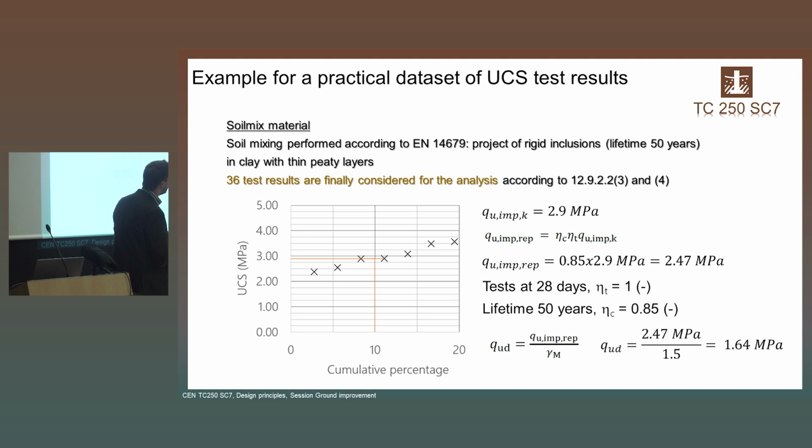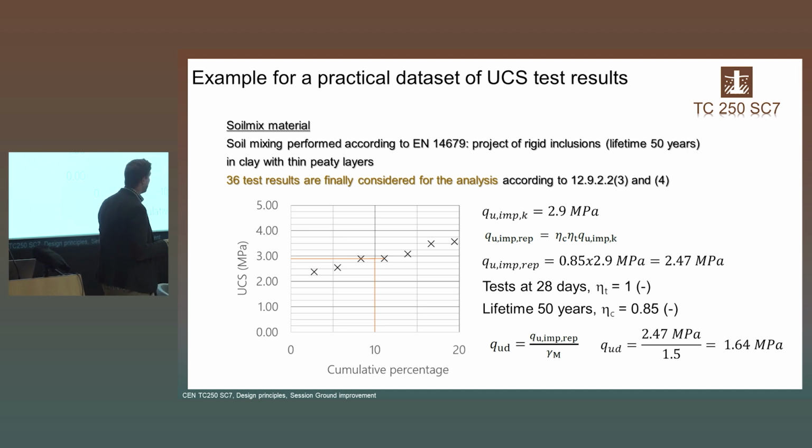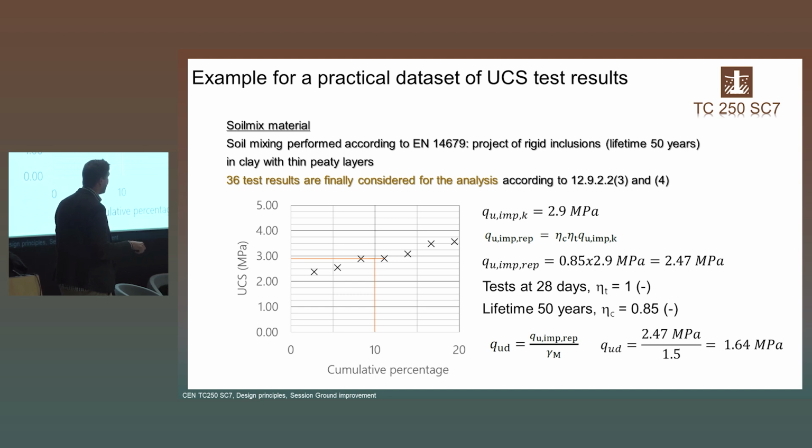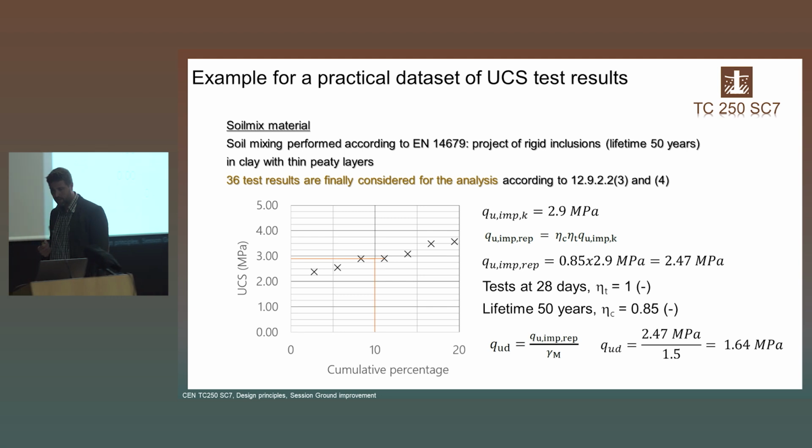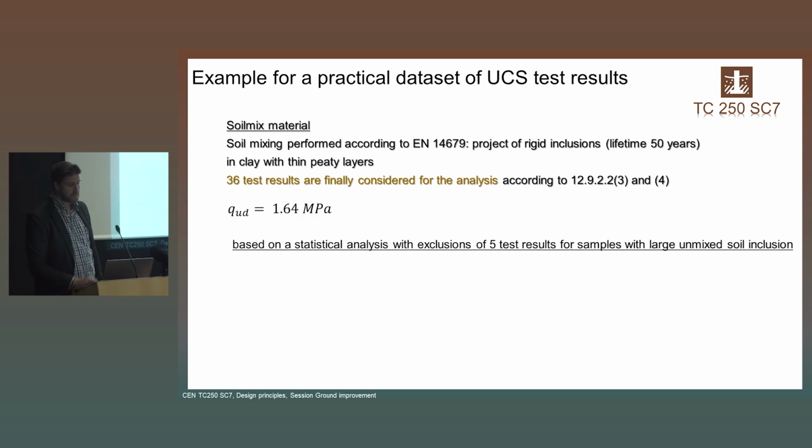Afterwards, you factorize this characteristic value by the conversion factor, and you obtain your representative value. Eta T is equal to 1, testing at 4 weeks, and for a high lifetime, you have your conversion factor here to be applied. With the partial material factor, you obtain at the end of the exercise the design value of the UCS. And this result is based on a statistical analysis because you have a lot of results.